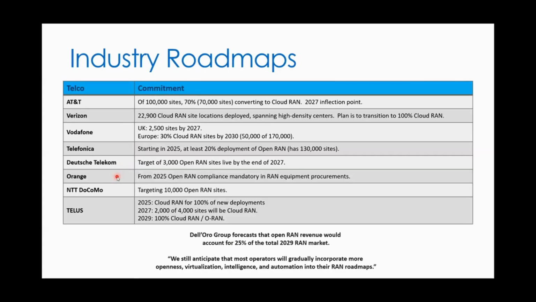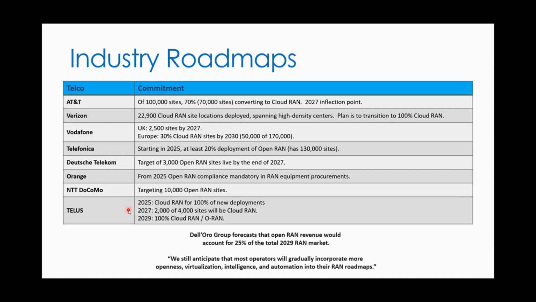Orange is saying that basically any new equipment is shifting to Open RAN, Cloud RAN type equipment. NTT Docomo is targeting about 10,000 sites. And then TELUS, interestingly, is also saying they're shifting to 100% Cloud RAN. All their new deployments, from here on out, are 100% Cloud RAN. They're expecting about half of their sites by 2027 to be Cloud RAN, and by 2029, they're expecting a 100% shift.